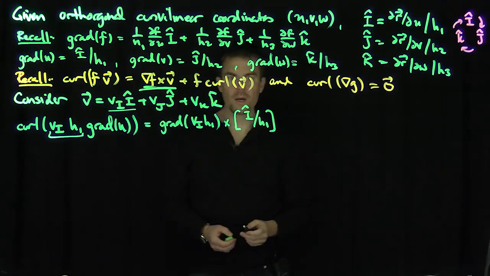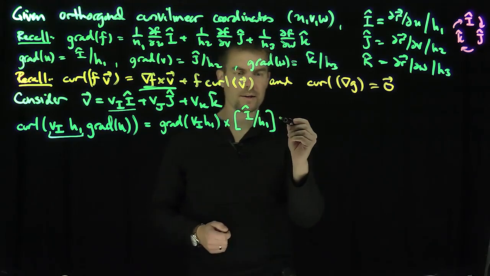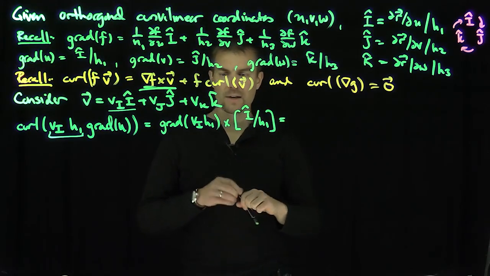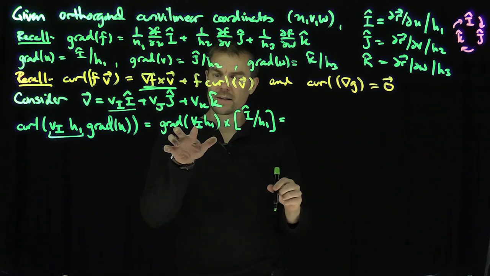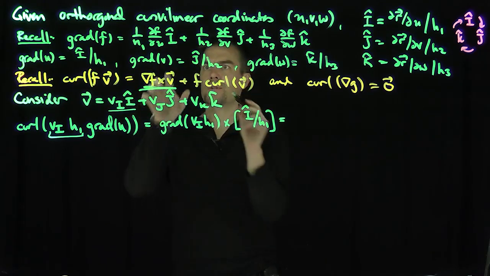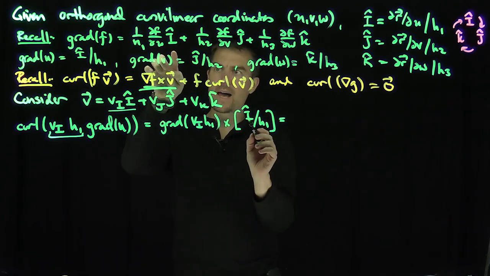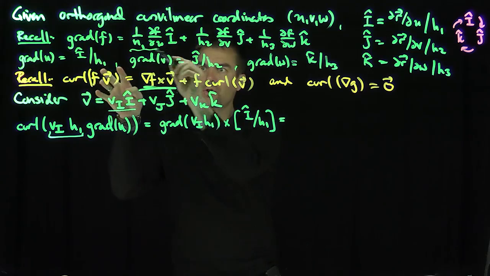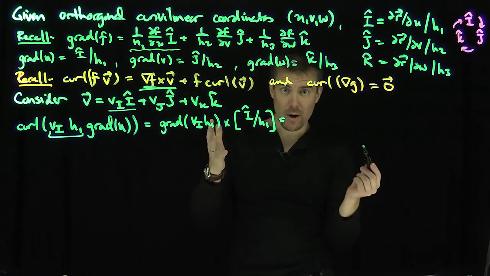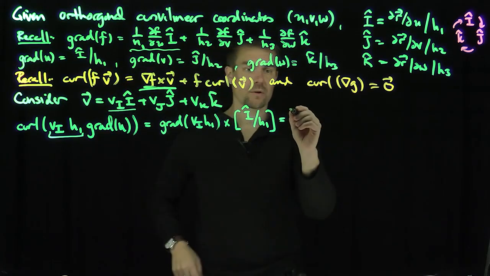Excellent. And so now we have to recall what the gradient is. Now I'm going to omit the first term of the gradient, because when I do i cross i, I'm going to get 0. So I'm going to omit this first term in the gradient in my calculation because it's going to zero out when I do the cross product. So I'm only going to put the second two terms over here, right?